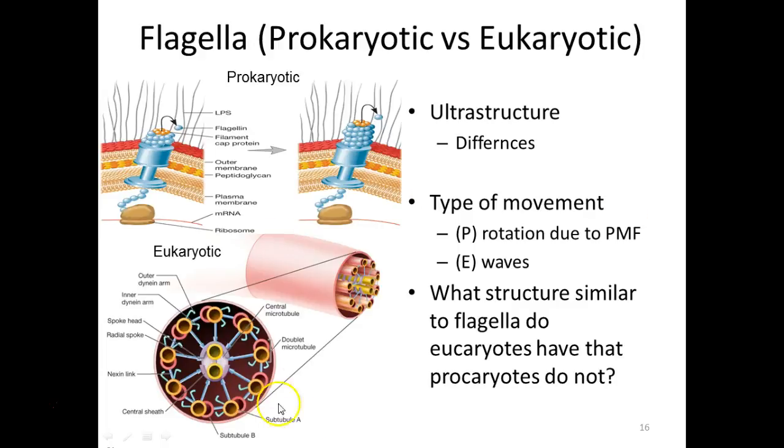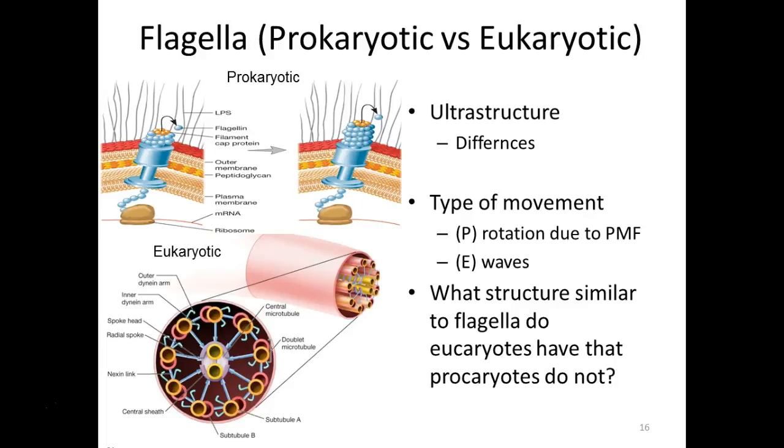Eukaryotes, on the other hand, have flagella made of microtubules, typically in a particular pattern. You'll notice that they tend to have 2 central microtubules and then 9 pairs around the outside. So this is sometimes referred to as the 9+2 pattern. So they're more complex, and they don't rotate. They wave back and forth.